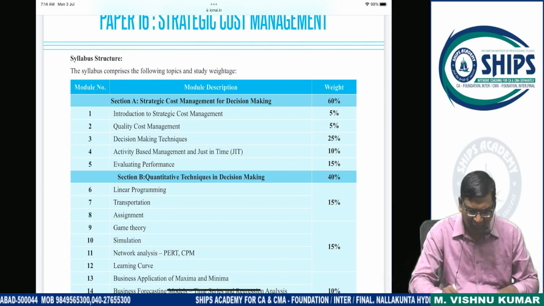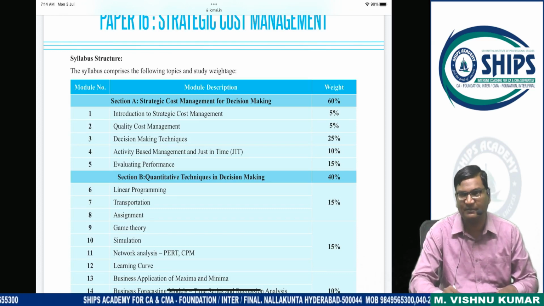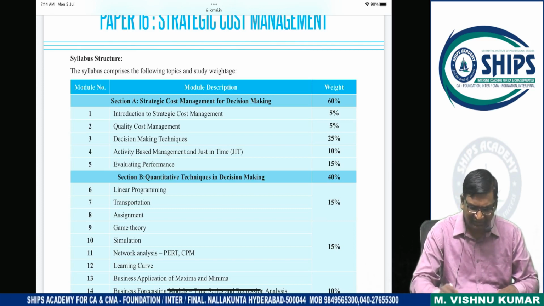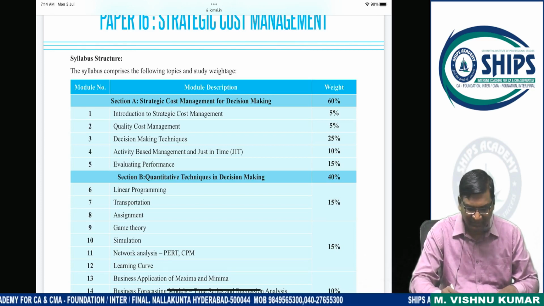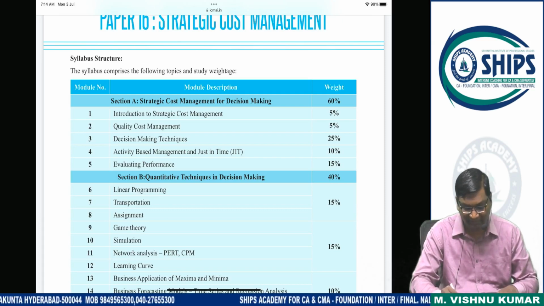Next is quality cost management. This topic is not a new topic. Previously, in the SPM paper, this topic was covered in the old syllabus. Now they shifted this topic to the SCM paper. So it has 5% weightage. But from an examination point of view, it is a very important chapter, because 99% of companies follow quality management. This is a new innovative area.